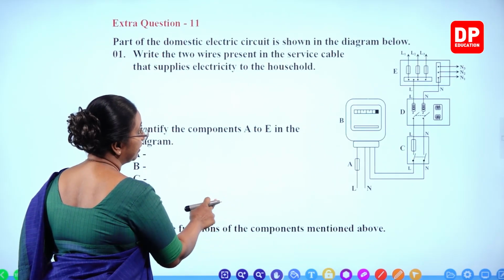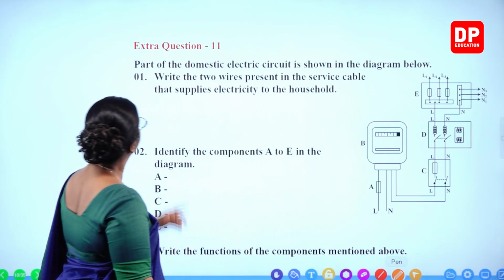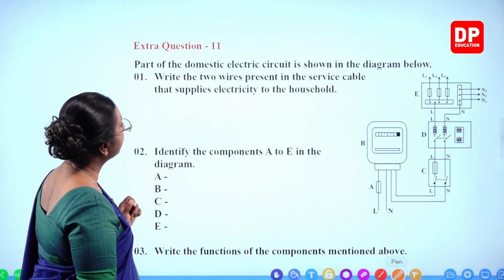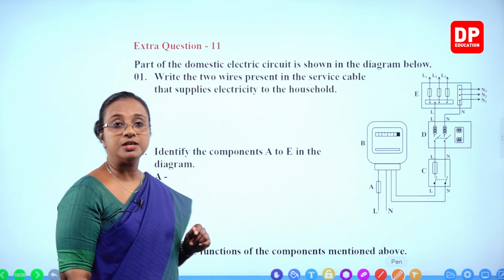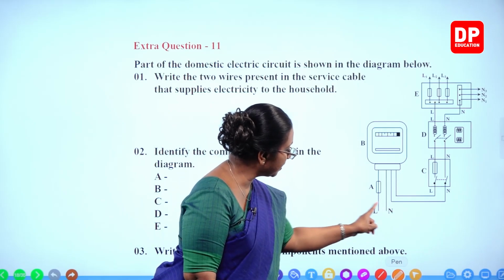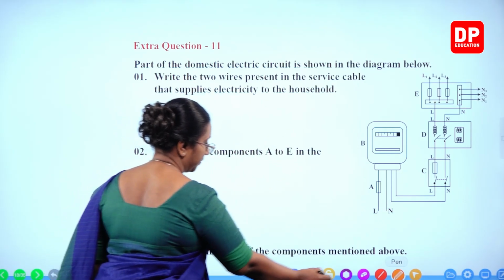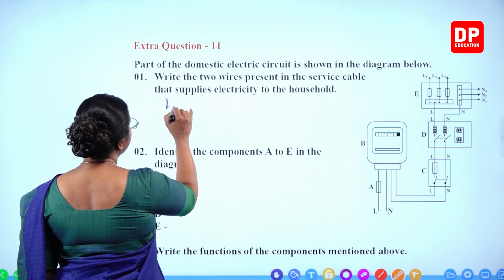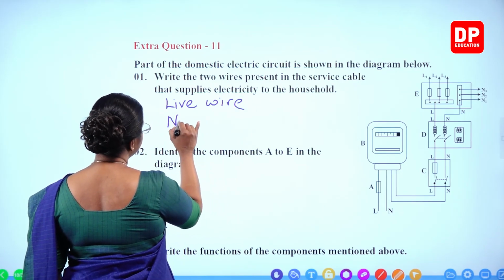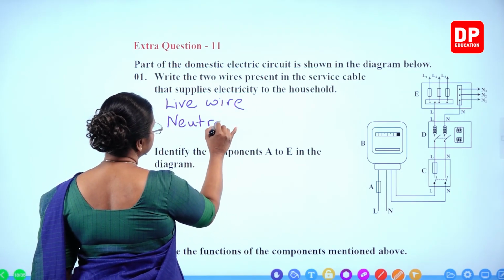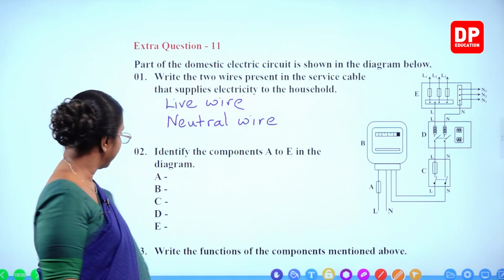Now let's look at the questions. First one, write the two wires present in the service cable that supplies electricity to the household. The service cable has these two wires: the live wire and the neutral wire.